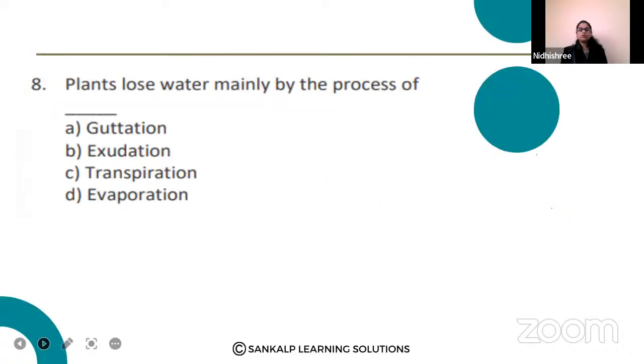Next one, plants lose water mainly by which process? Guttation, exudation, transpiration, evaporation. By which process is water lost? Mainly it is lost by... Dyuti option C, Rakshita option C, option D, Kanchanaraj option D, Dhamini option C, Chandana option D, option D, Gayatri option D, Kavita option D. Fine. So the right answer is option D, that is transpiration.